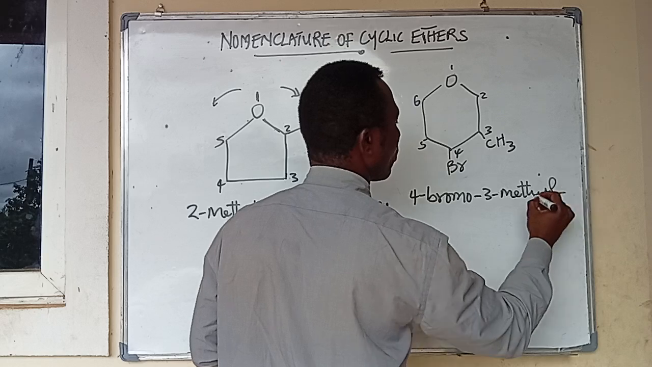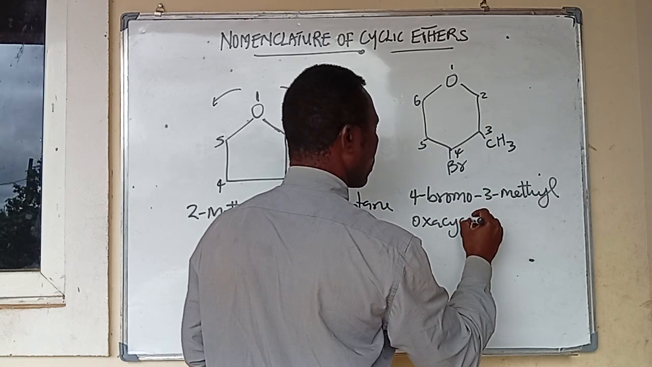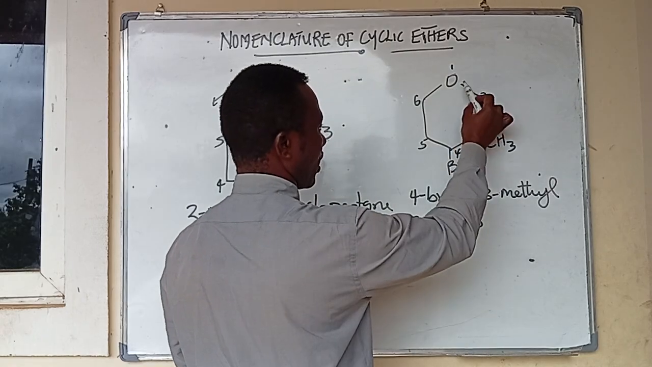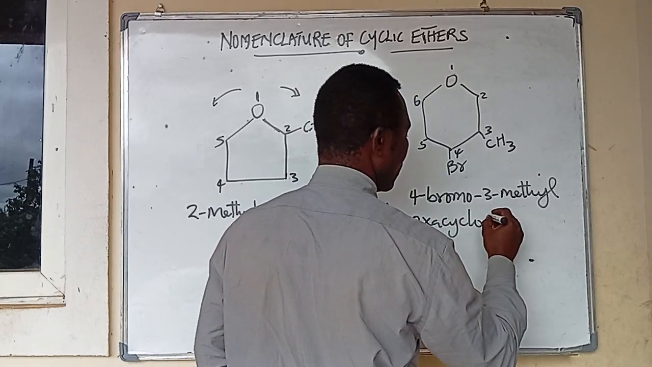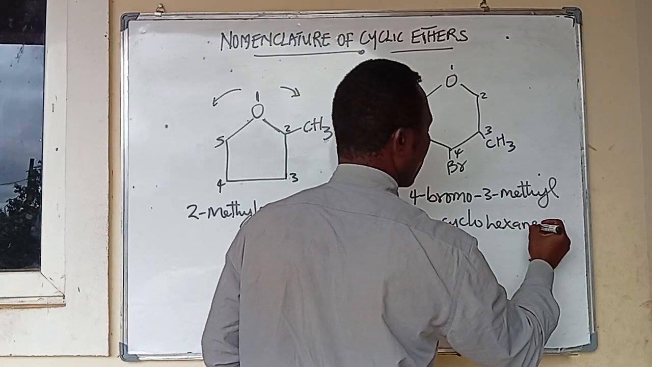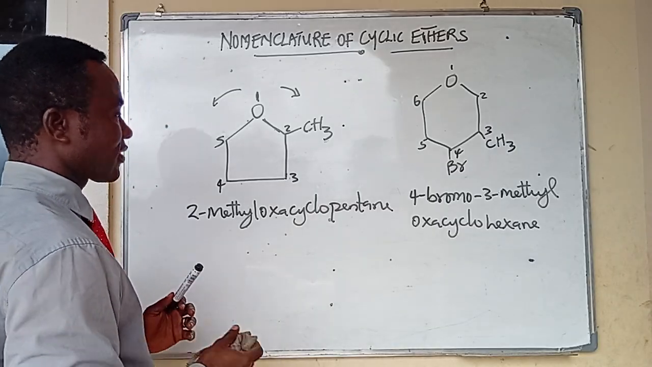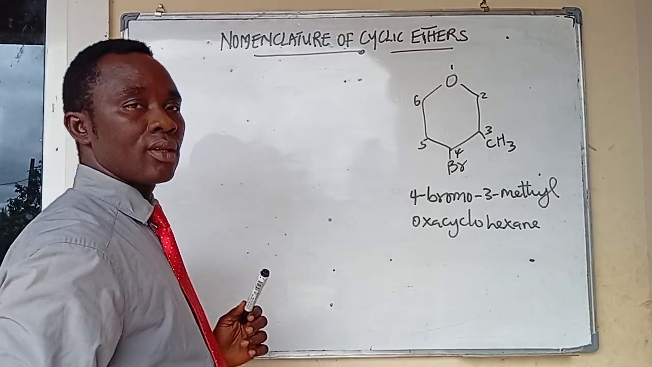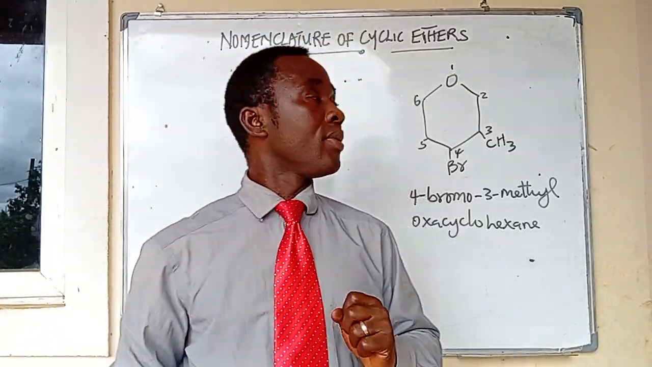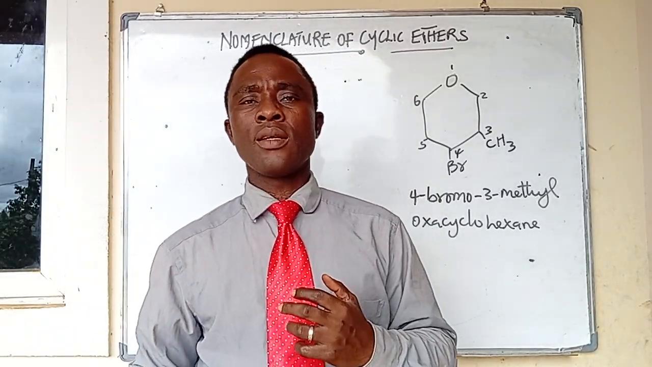Then you go on with the oxacyclo. How many atoms are in the ring? 1, 2, 3, 4, 5, 6. There are 6. So that is hexane. So that is 4-bromo-3-methyloxacyclohexane.